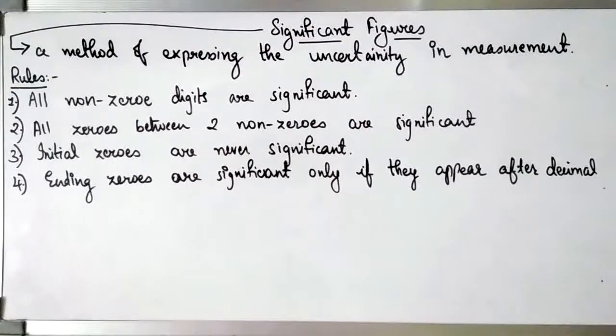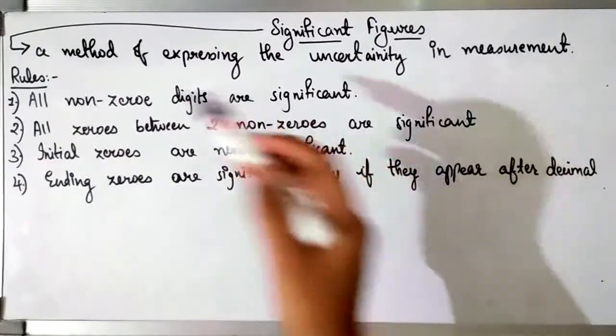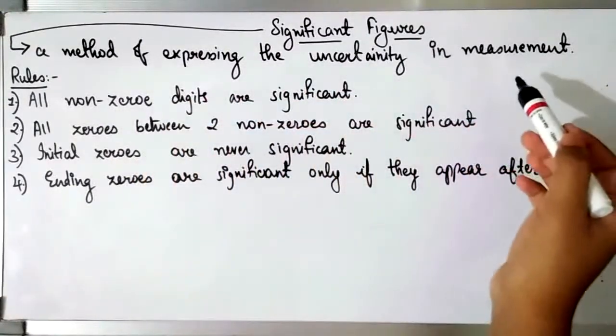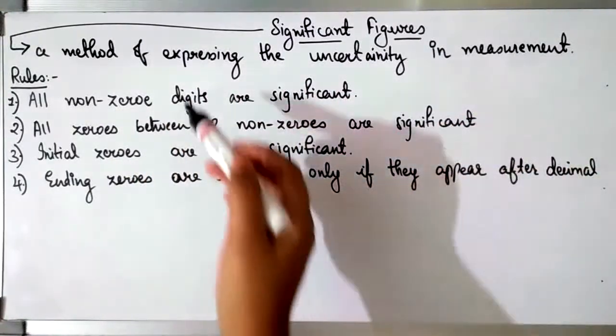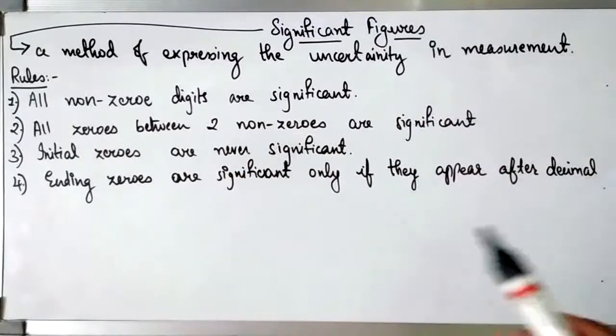Today I'm going to explain the topic significant figures. This topic is present in your physics as well as chemistry. So let's see what significant figures are. It is basically a method of expressing the uncertainty in measurement. And there are certain rules to determine the significant figures.